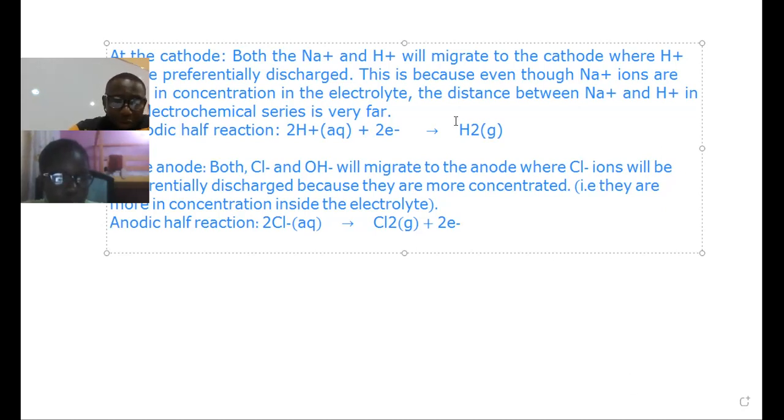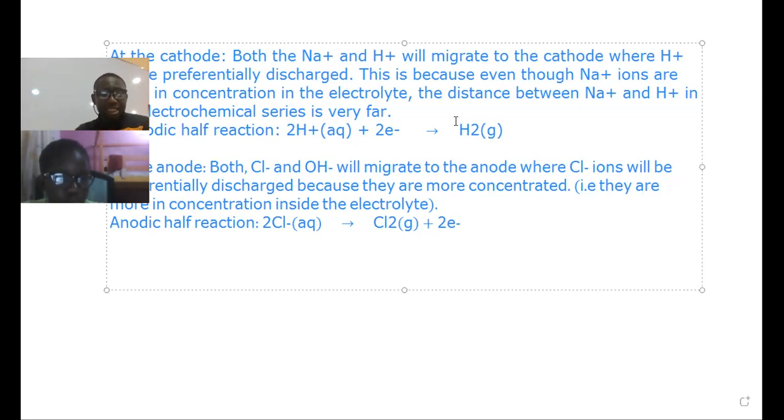Now, tell me what remained in the solution? What will happen to the solution? Tell me about the solution. So what are the ions that remain in the solution? Sodium ions and hydroxide ions.